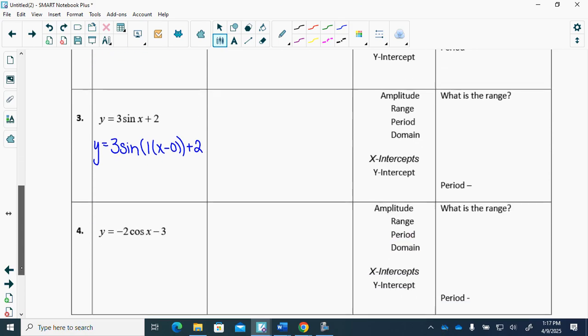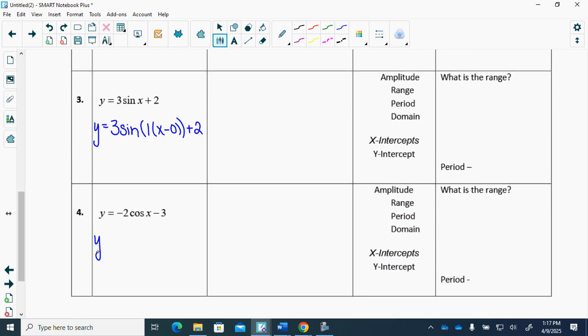What about this one? Y equals negative 2 cos. Put a negative. 1, then what? No matter. And then the next page.